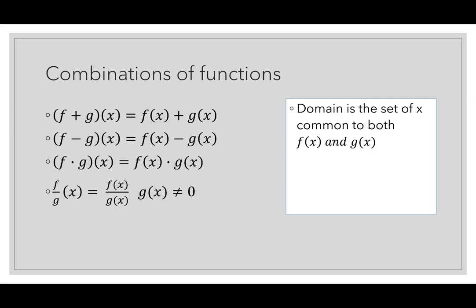So I started with combinations of functions, and they are exactly what they look like. If it says parentheses f plus g of x, it means you're going to find f of x and add g of x. If it says f minus g of x, you'll do f of x minus g of x. Same thing, f times g of x, you'll do f of x times g of x, and then f divided by g of x, you'll do f of x over g of x.